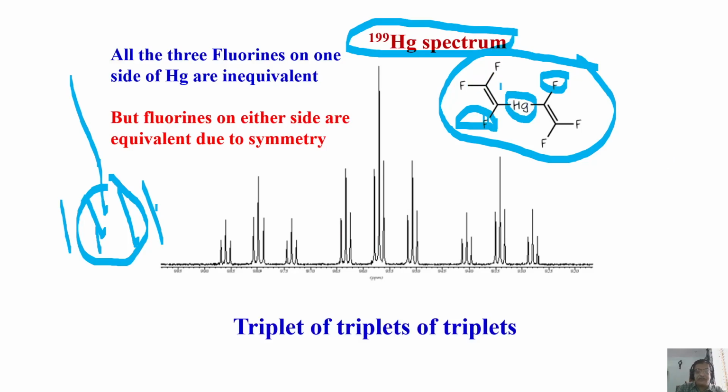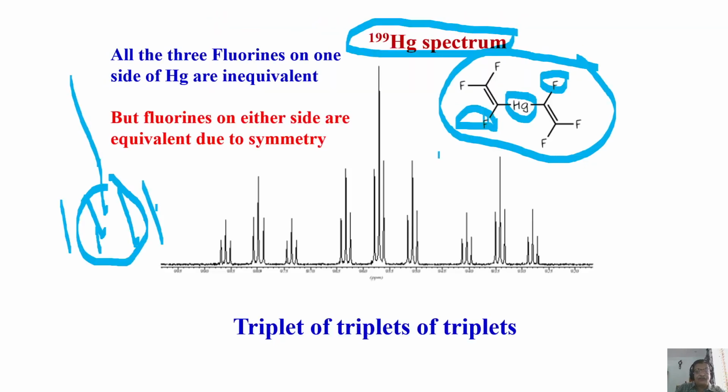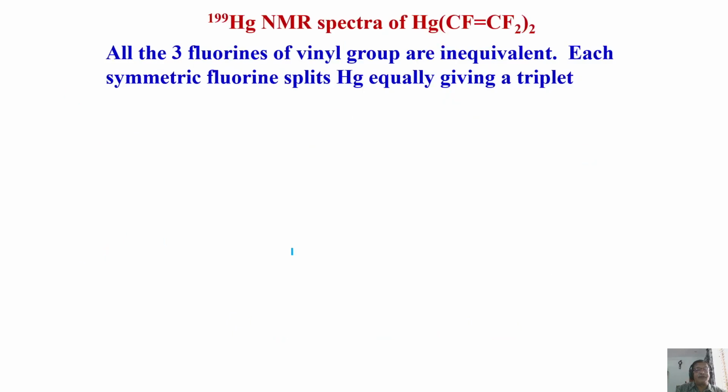So now first you consider 1. The first is the biggest coupling triplet. Then each of the triplet is split by these two fluorines into a triplet. And each of this triplet is split by these two fluorines into a triplet. So this pattern is called triplet of triplets of triplets, TTT.